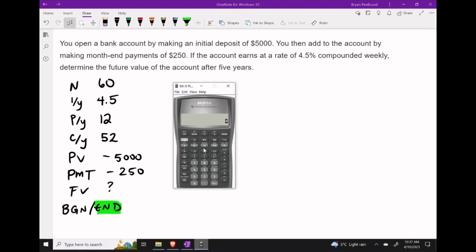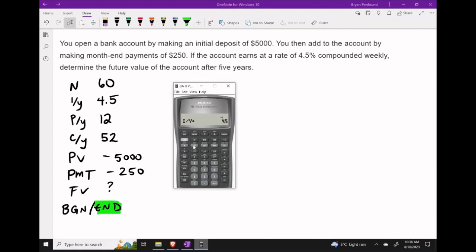Alright, so now we should be good to go. I've made sure that my calculator is set into end mode because I don't see the BGN up here in the top corner. And I'm just going to start with the value for N. I'm going to program 60 into my calculator and then store it under N. And we know that it's stored, of course, when we see the little arrow above the number and we see N equals here. And we just move on one by one through our list.